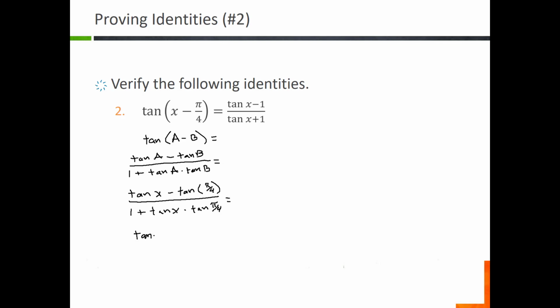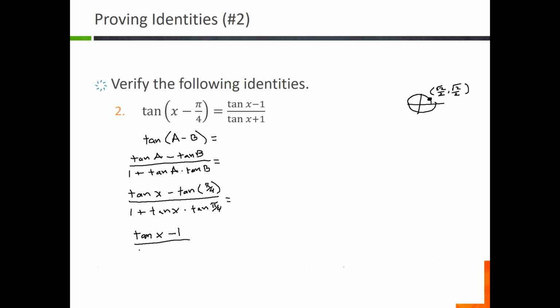So we have the tangent of x minus, so what is the tangent of pi over 4? Remember, on the unit circle, pi over 4 is 45 degrees, and the coordinate there is root 2 over 2, root 2 over 2. And when you do tangent, you're doing y over x. So the tangent of 45 degrees is, thankfully, a 1. So in the numerator, we do get the tangent of x minus 1.